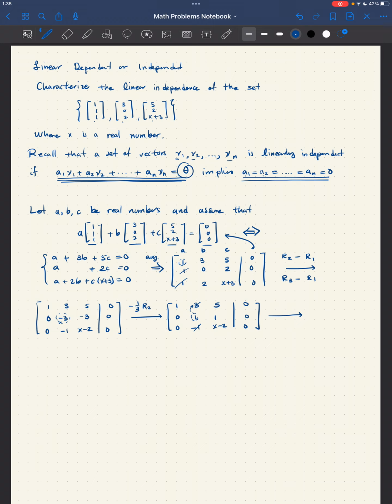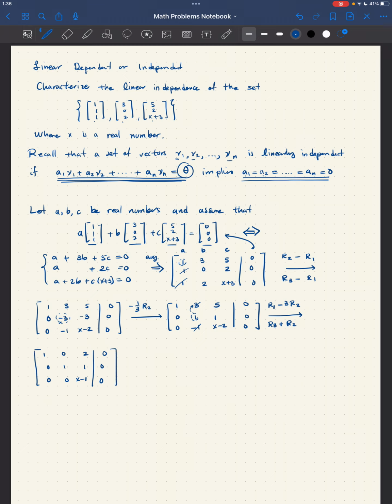So we'll do 2 operations. To row number 1, we subtract 3 times row number 2. To row number 3, we add row number 2. Now, the result of that operation is the following matrix: 1, 0, 2, 0, 0, 1, 1, 0, as that one remains intact, and now 0, 0, x minus 1, 0.